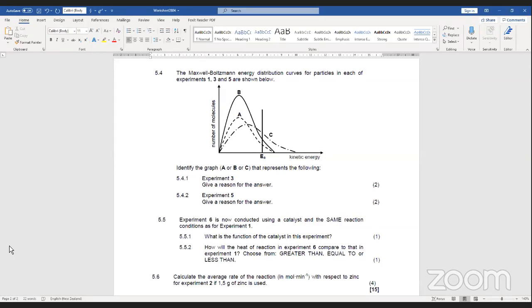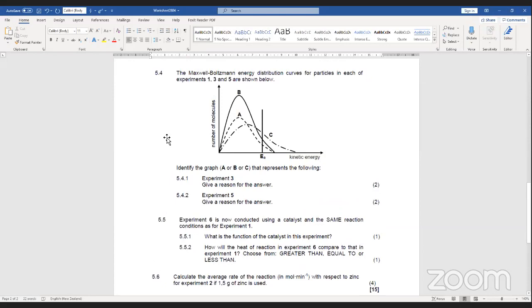Okay, so they tell you 5.4, the Maxwell-Boltzmann energy distribution curves for particles in each of the experiments 1, 3, and 5 are shown below. And then they say, identify the graph A, B, or C that represents the following. 5.4.1, experiment 3, and then give a reason for your answer.